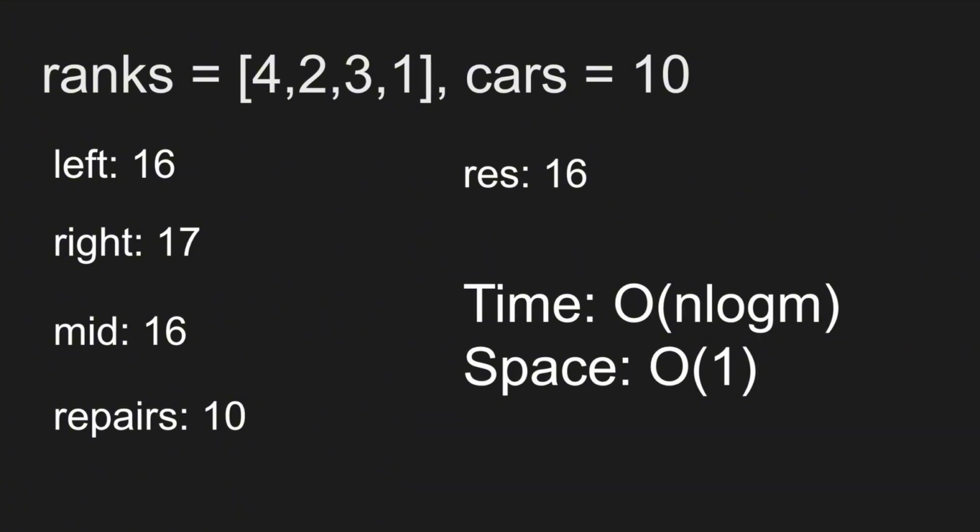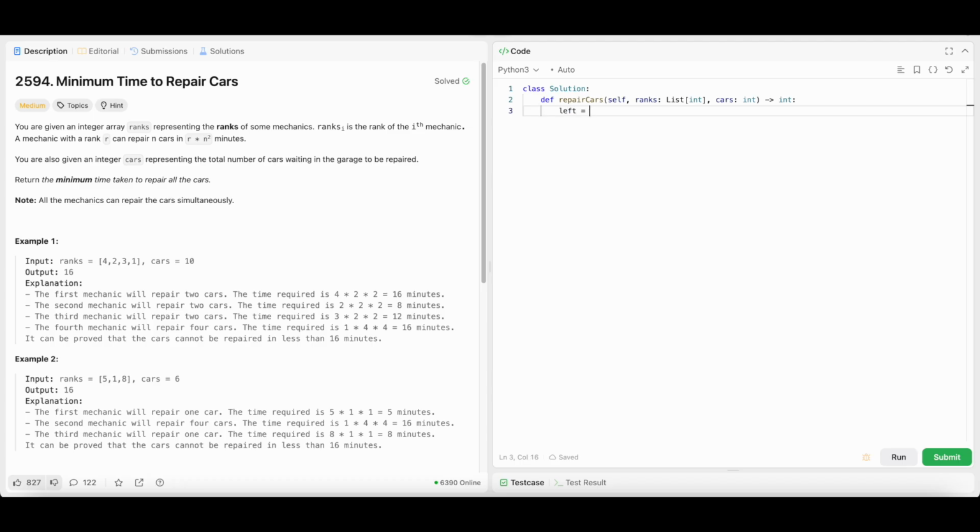So now let's get to the coding part. First we will set the left pointer to 1, and we will set the right pointer to the max of ranks times cars. Initially, we will initialize the result to 0. And while left is less than or equal to right, so now this is our binary search, we'll set the middle value to left plus right divided by 2.